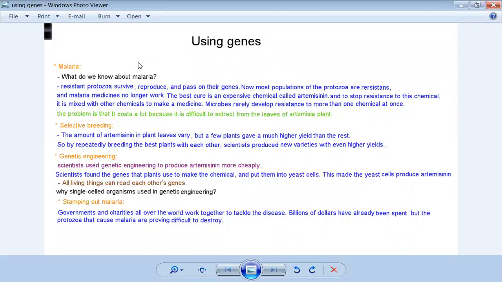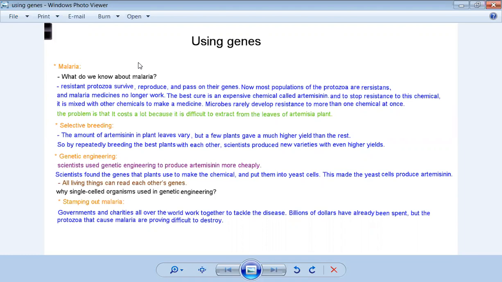The amount of artemisinin in the plant leaves varies. So when scientists checked thousands of Artemisia plants, they found the amount of artemisinin in their leaves varied. Some of the plants are high, some have low, and some have a medium percentage. But a few plants gave a much higher yield than the rest. So this is an advantage, right? That they have a high percentage, or a higher yield than others.